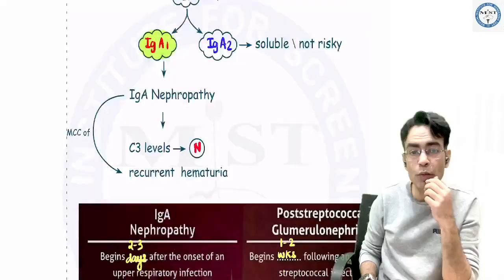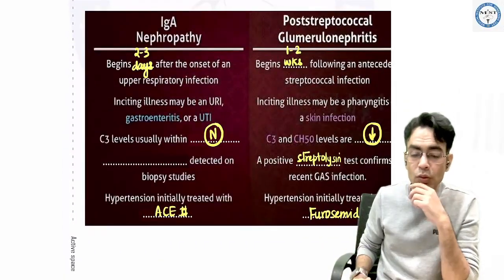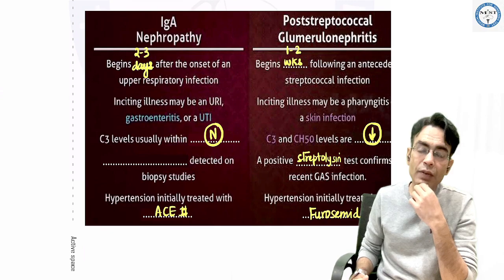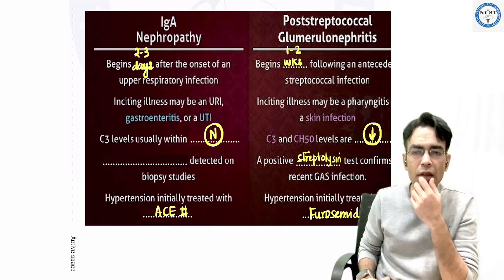I have already taught you IgA, and I have already told you these differences. Just remember that to treat hypertension in patients with IgA nephropathy, we use ACE inhibitors, the best drug. But for PSGN, we give furosemide.